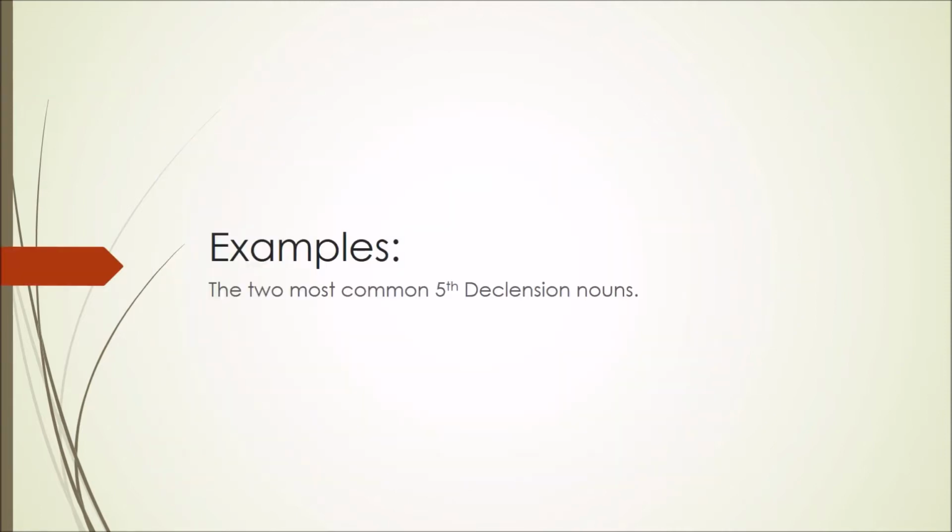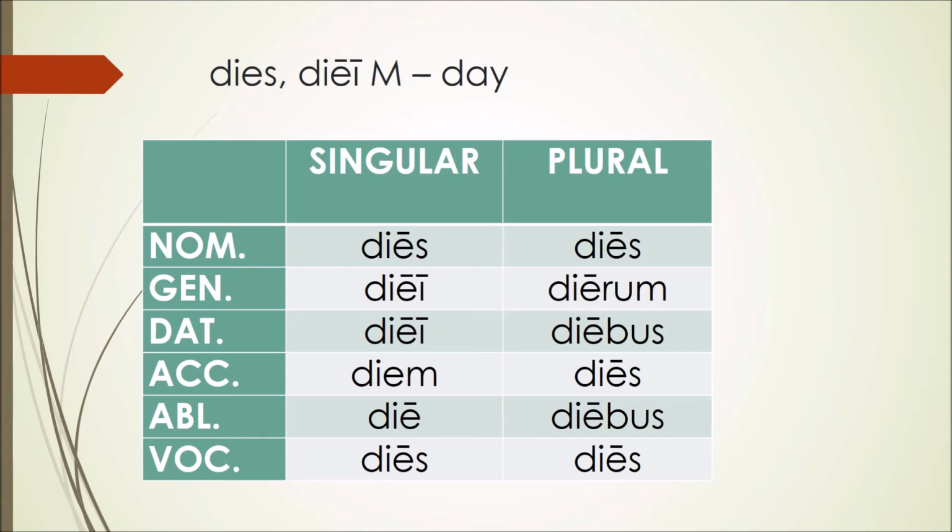As examples, I'm going to show you one of the most common fifth declension nouns, and then I'll have you practice with the other most common fifth declension noun. Our first example is dies, which is a masculine word for day. Most of the other words will be feminine, and our forms are dies, diei, diei, diem, die, dies, dies, dierum, diebus, dies, diebus, and dies.